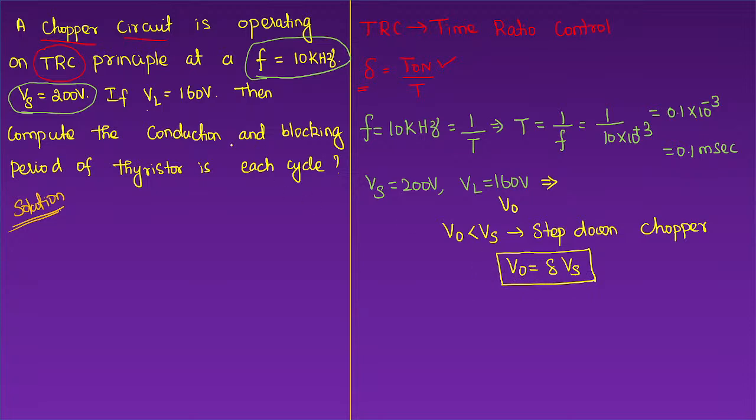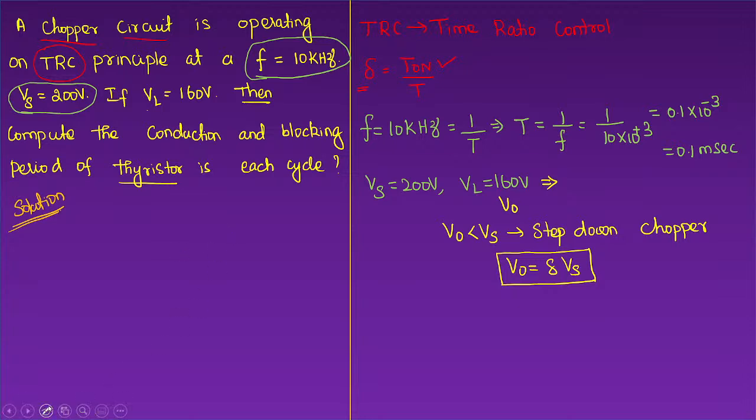Next conclusion. Now let us continue reading. Next, compute the conduction and blocking period of the thyristor. Okay, sir. Everything is fine now. Now, what do we have to do? How can I bring the answer for this question? First of all, what is the conduction period? What is called the blocking period?